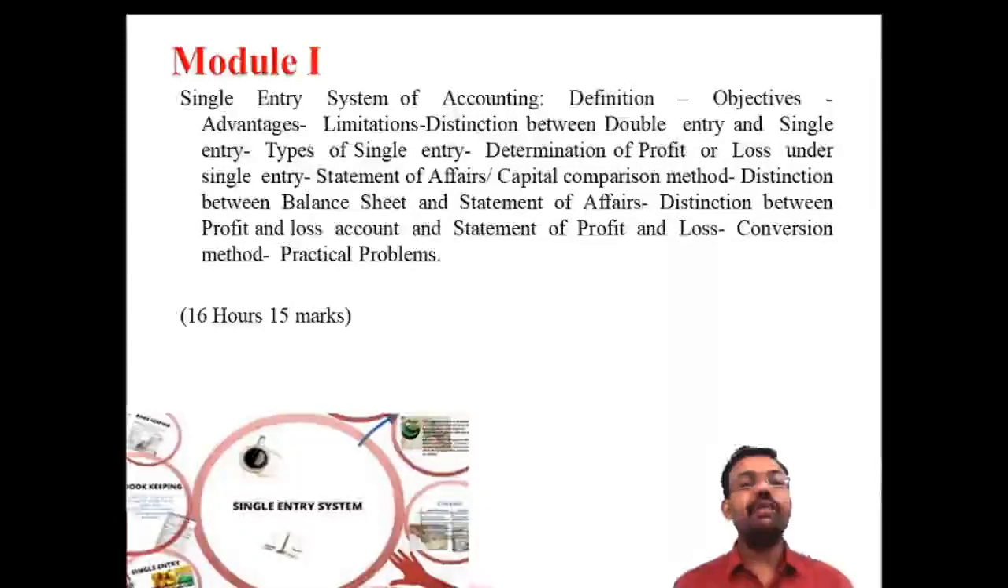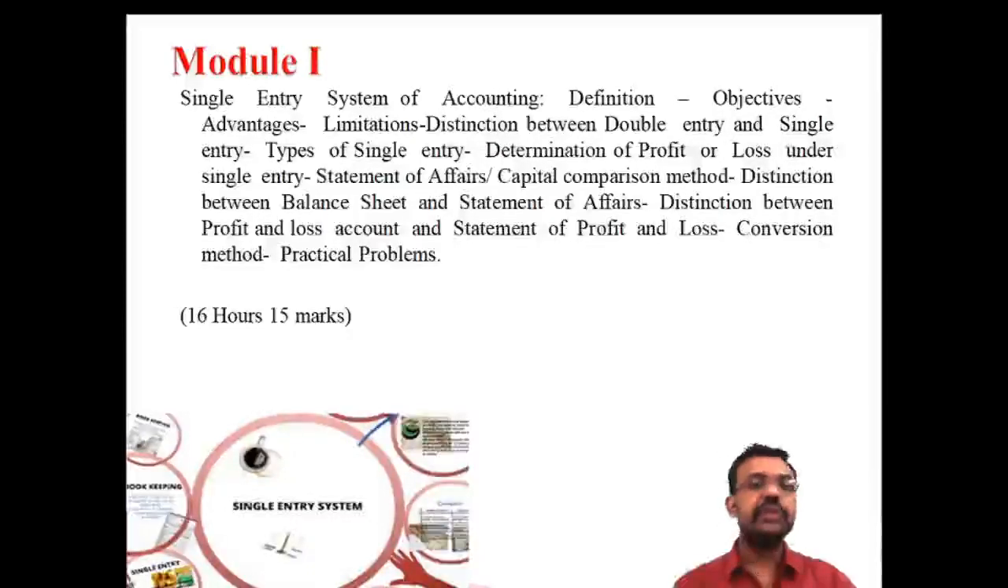Okay, these are the important elements of the first schedule, the first module. In the first module we are really concerned with single entry transactions, and we have 16 hours of lectures. Normally we have 16 hours, and we can expect 15 marks from this module. Okay, that's the first module.